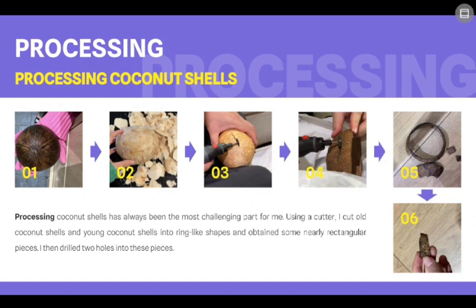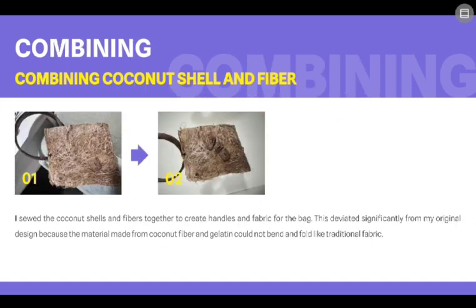I shaped old and young coconut shells into rings and rectangular pieces, then drilled holes in them. Finally, I sewed the coconut shells and fibers together to create handles and fabric of the bag. This differed from my original design as the coconut fiber and gelatin material couldn't bend and fold like traditional fabric.